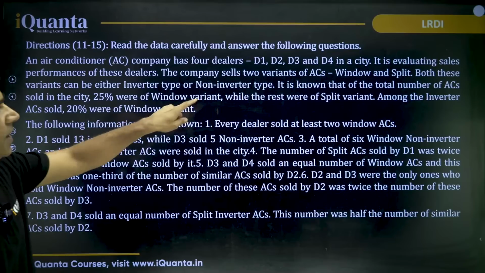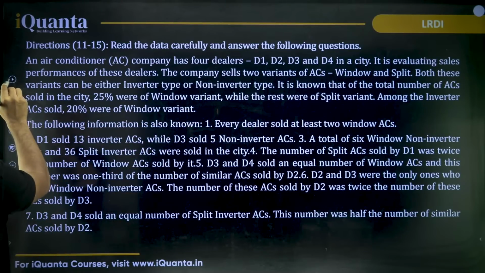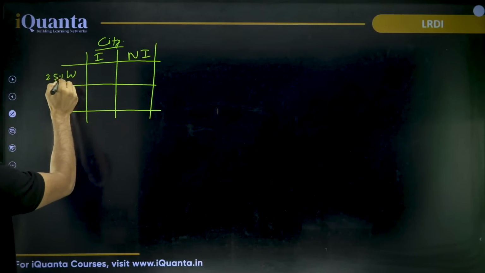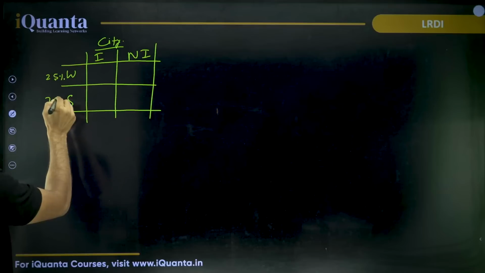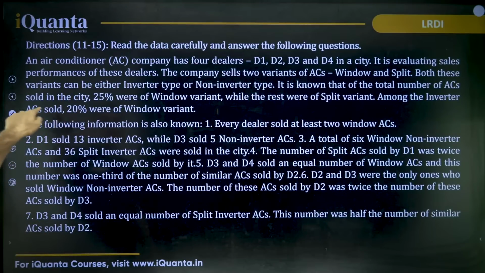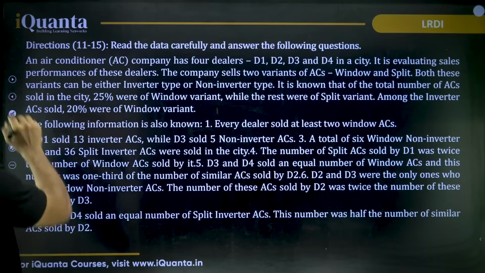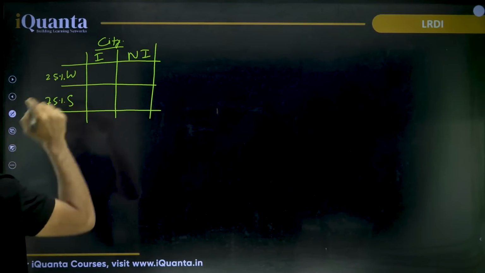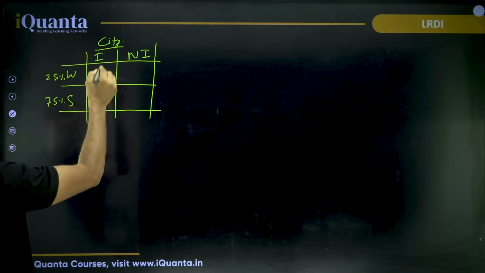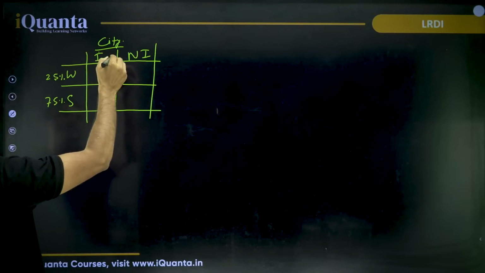25% were window variant and the rest were split variant. So 25%, I'll go to that. Window variant is 25% in the city. That means this will be 75%. Right. What else do we have? 20% of what? Among the inverter ACs, 20% were window variant. So here I'll not write anything, but whatever is the total inverter, out of that 20% will be this number. Or maybe I'll put an arrow here and just mention that this is 20%.